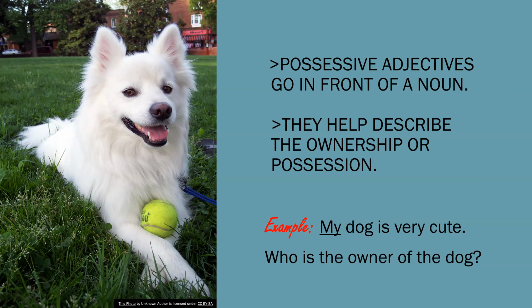For example, this white dog, I can say, my dog is very cute. So who is the owner of the dog? Is it you? No, it's me, right? I, teacher Elo, my dog. So that's what we're showing. Who is the owner of the dog? We use this word my, right? If this was my brother's dog, I can say his dog is very cute. His dog, because my brother is one man. I hope that helps.